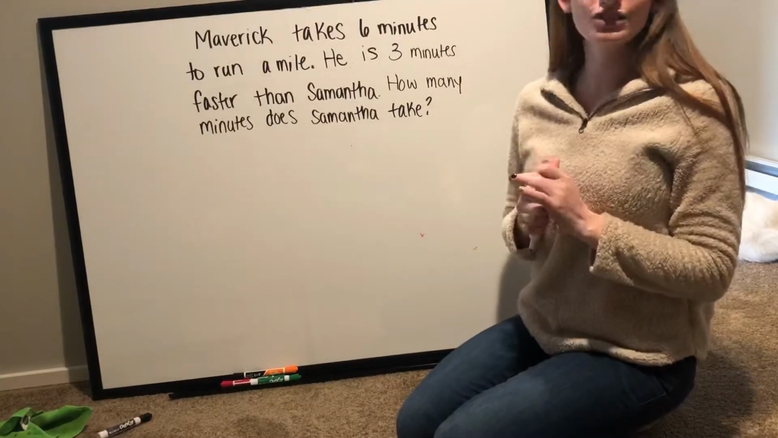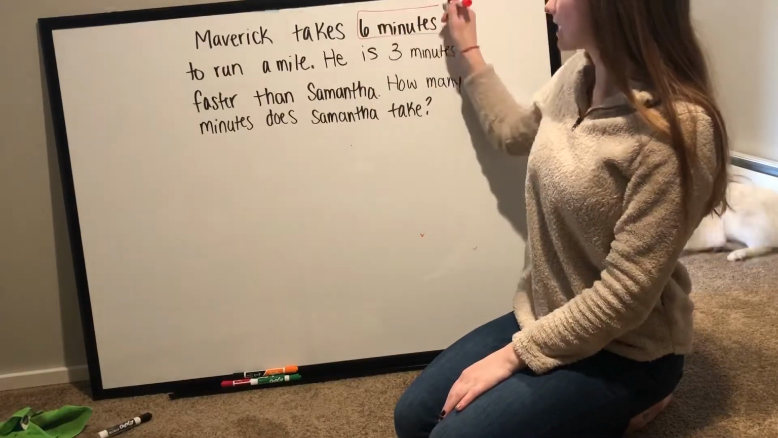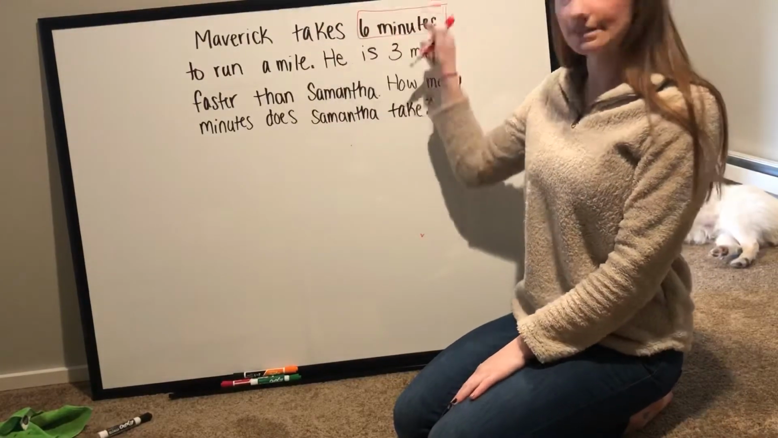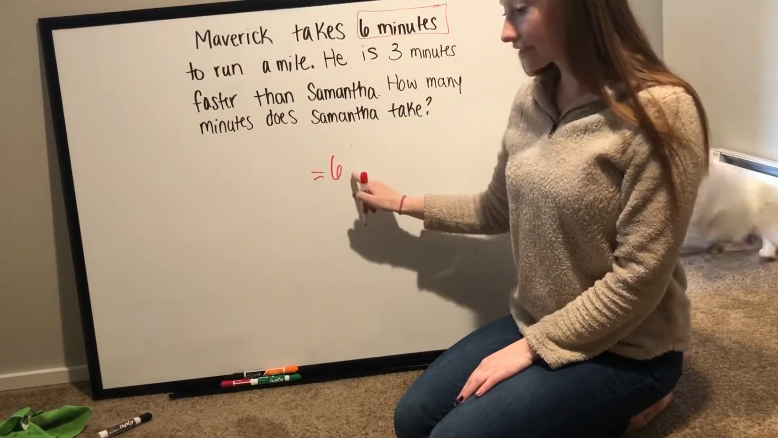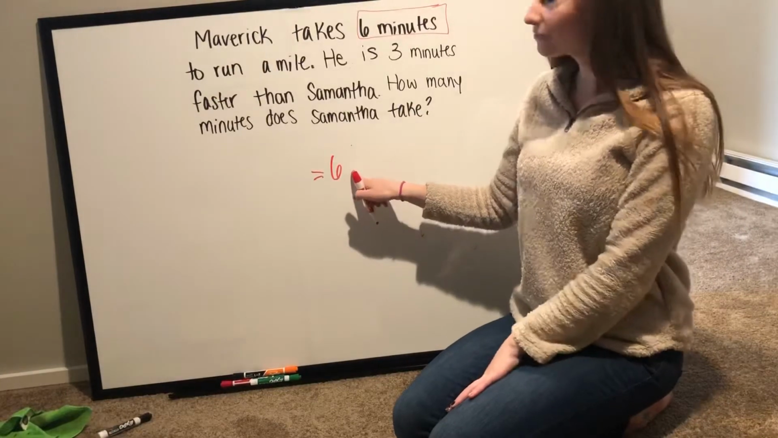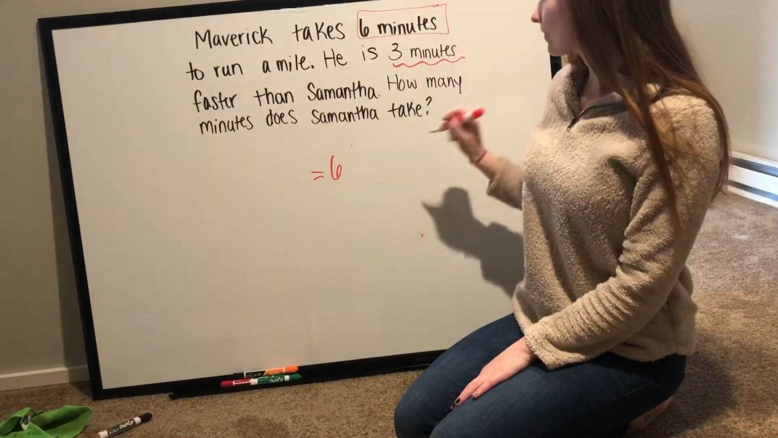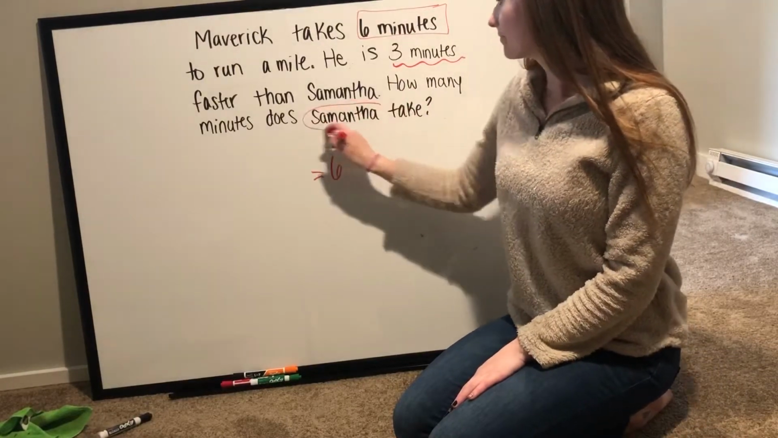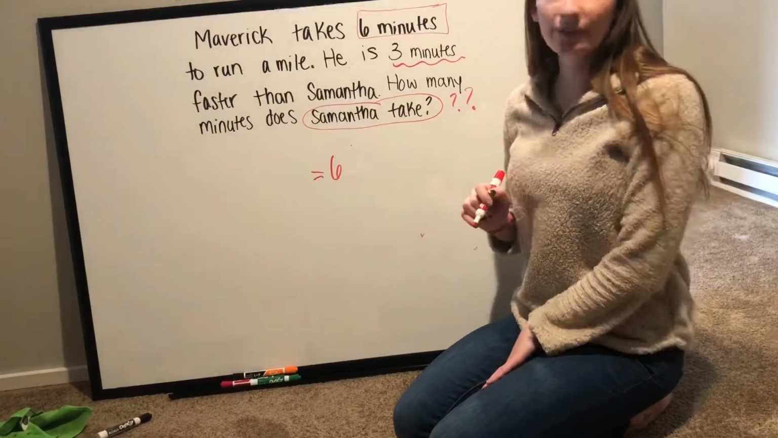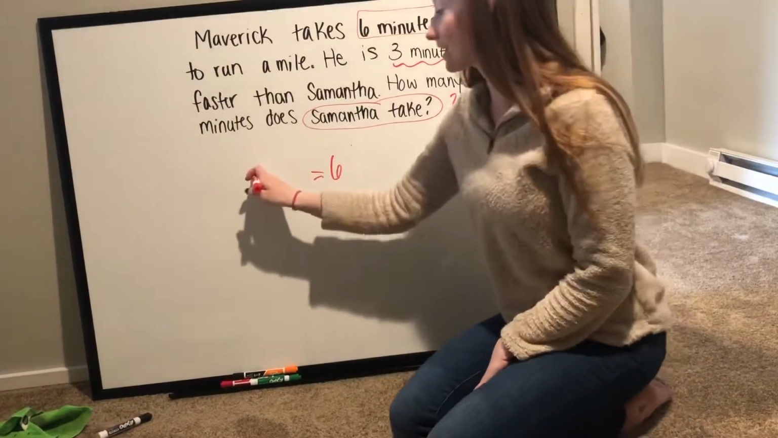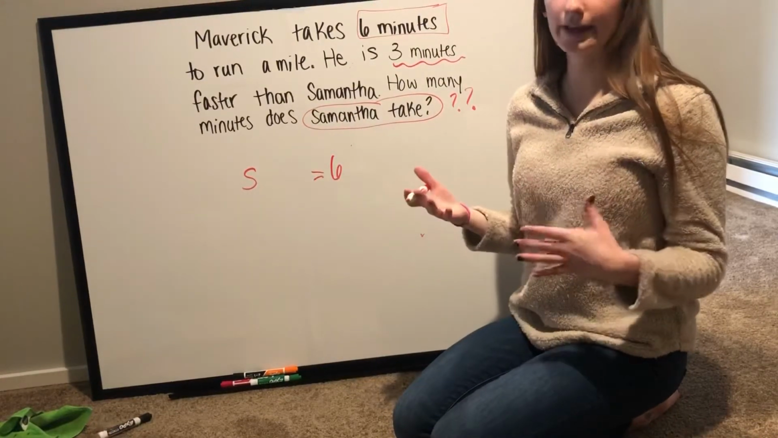But so the first thing we need to do is figure out our total. In this case, our total is 6 minutes because it's telling us that Maverick takes 6 minutes to run. So that means my 6 minutes is going to be right here. And then I see that I have 3 minutes and I have Samantha. Now I don't know Samantha, so that's my big question mark here. So I'm going to show that with an S because that's something I don't know.